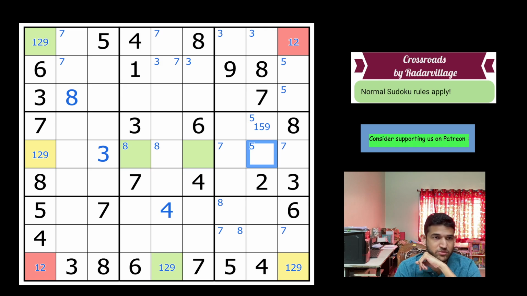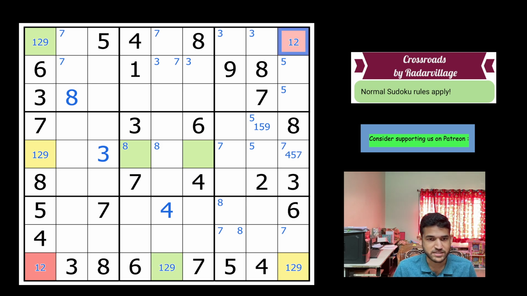Okay, so another beautiful logic which I wanted to show you guys here. Look at this cell. You have a red here, you have a yellow here, and you have a green here. So this cell is being looked at by a red, yellow and green. So that means it cannot be 1, 2 or a 9, because red, yellow and green take 1, 2 and 9. So you can say there is an invisible triplet looking at this cell. So it cannot be 1, 2 and 9. So it is 4, 5 and 7.